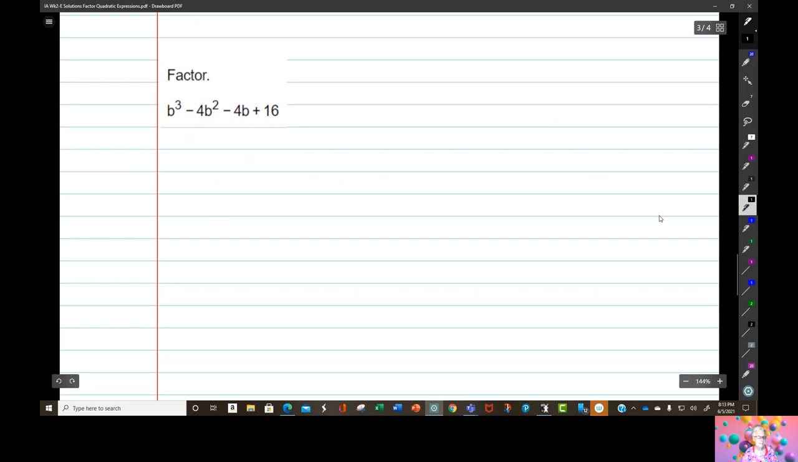Let's see. Now, 4 goes into these three terms, but not into that. B goes into these three terms, but not into that. So we don't have a GCF for all four terms. So we are going to rewrite this, b to the third minus 4b squared plus negative 4b plus 16. We're going to factor by grouping.